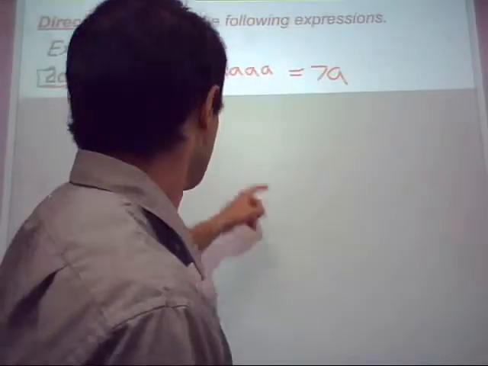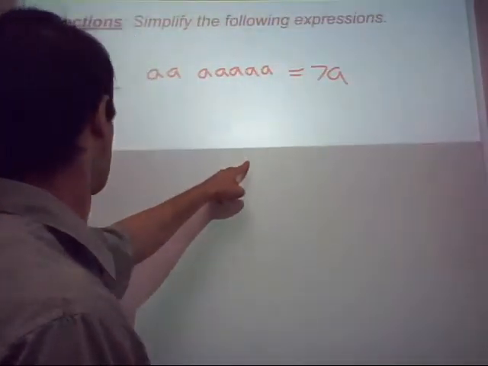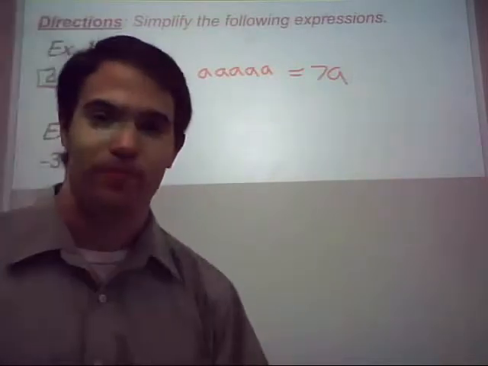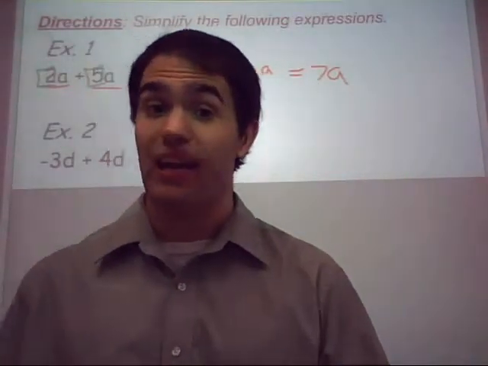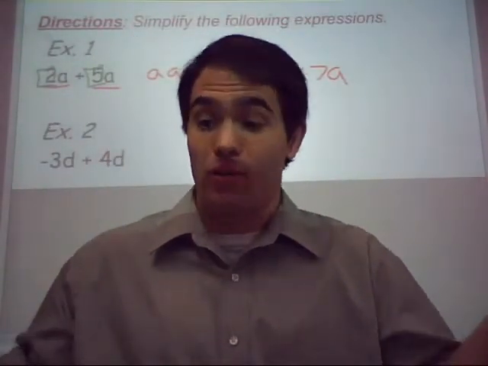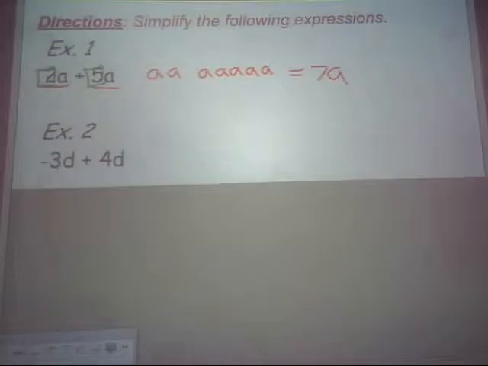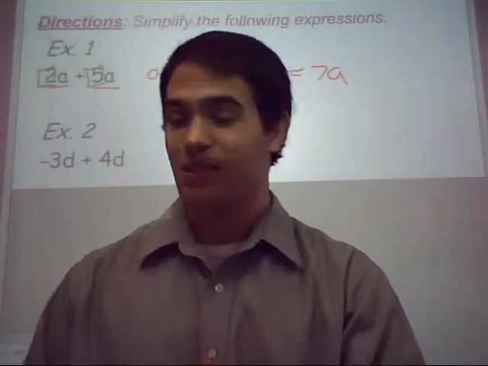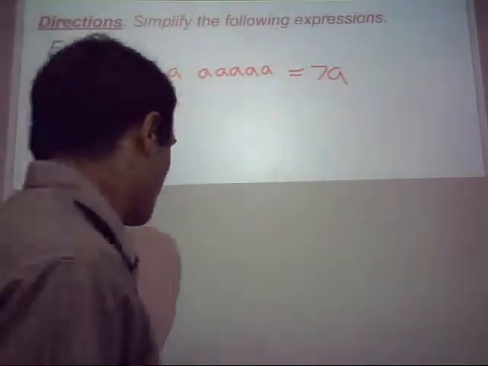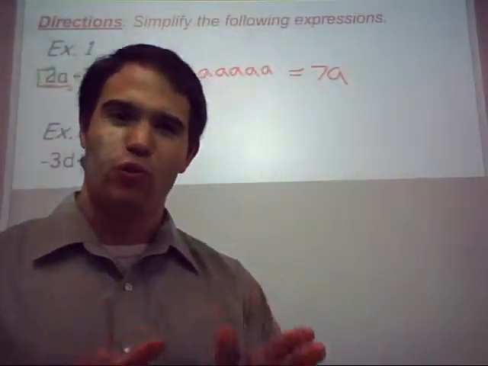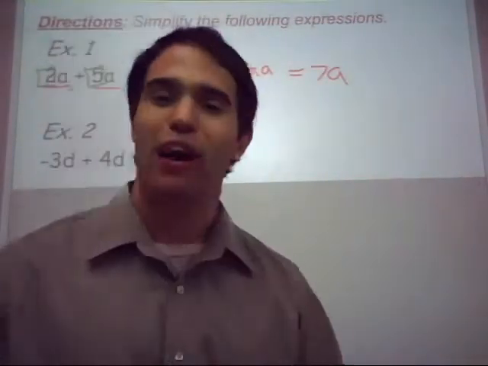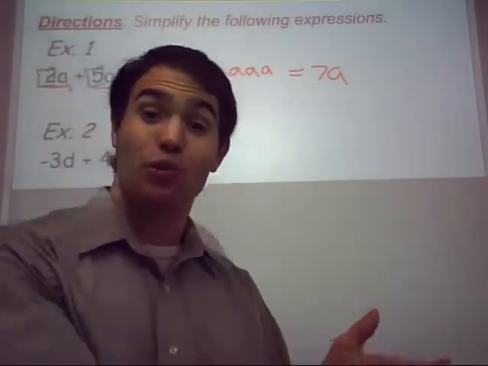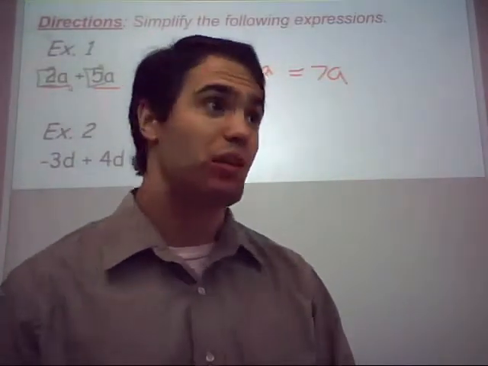Let's try another one. Number 2. We have negative 3d plus 4d. Again, what does d mean? I don't know. Maybe it means dollars. Suppose you owe $3. You are in debt. You find $4 on the ground. After you pay your bills, now how much money do you have?